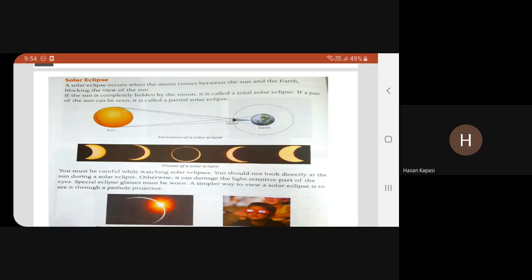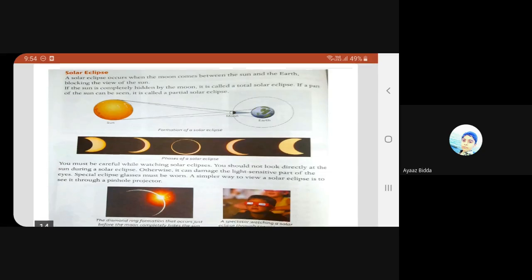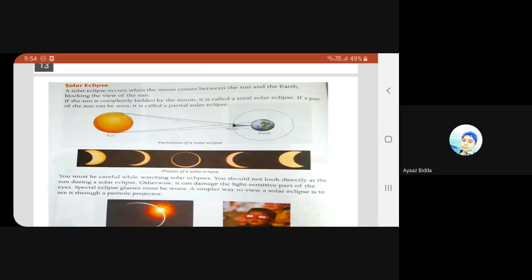This situation is known as solar eclipse. Just now, I know the lunar eclipse, ma'am. In between the sun and moon, Earth comes. Very nice. Very good.